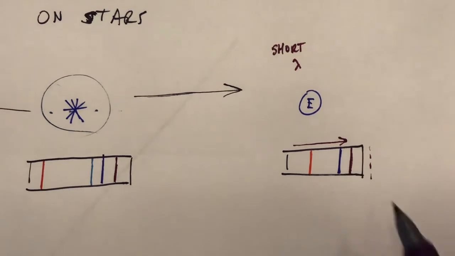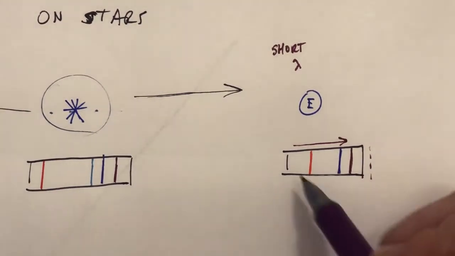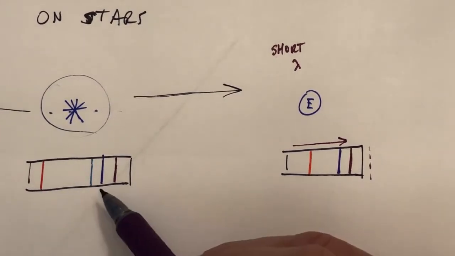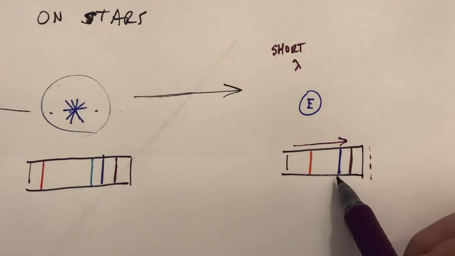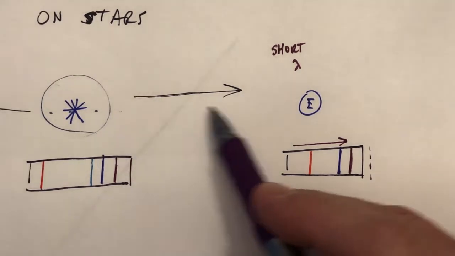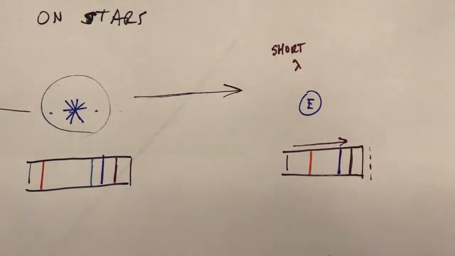Now, the reason this is important is because when I look at a star, its spectrum is very rarely like this. It's usually shifted one way or the other. Now, if it's shifted a little, I know it's moving towards us slowly. What if it's shifted a lot? Now I know it's moving towards us really fast.